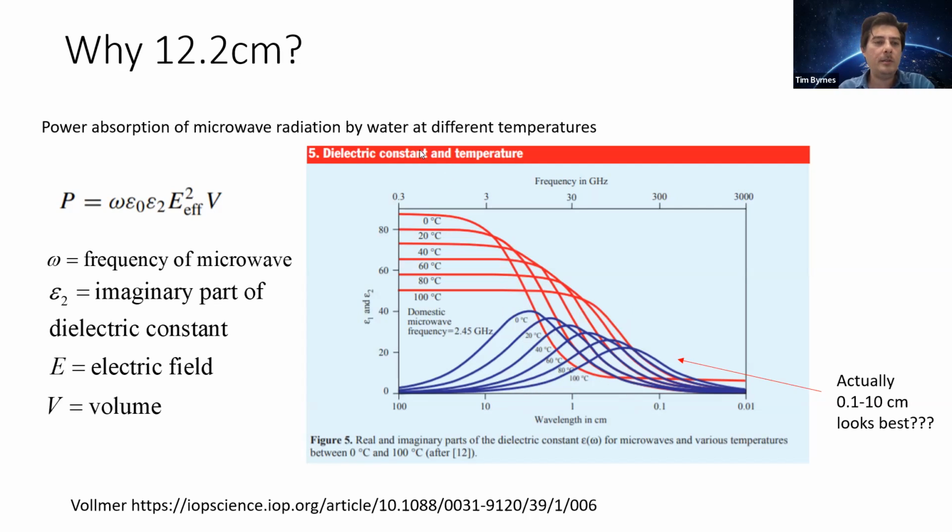Now, I said it was 12.2 centimeters. So that's around here. So it looks like this is not really the optimal. If you were to just look at these graphs, you would think that the best frequency that you should use, because when you're cooking in a microwave, you're just heating up the water inside the food. Okay, so if you just looked at this, you would think, well, probably around 1 centimeter would be a better wavelength to use because that would absorb the heat better.